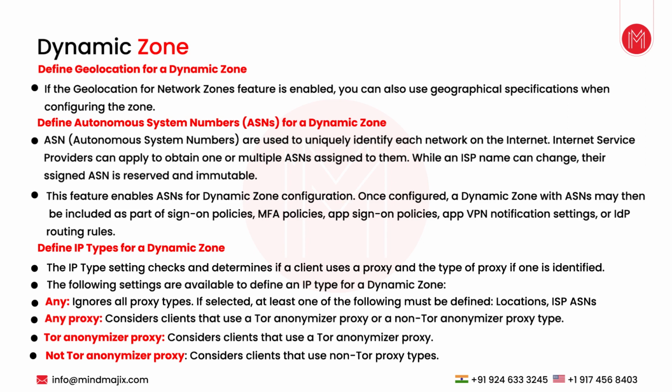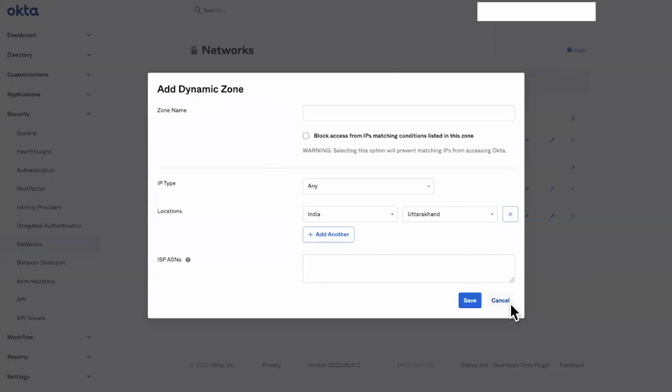If selected, at least one of the following must be defined: that is your location, ISP, or ASNs. Any proxy considers clients that use a Tor anonymizer proxy or a non-Tor anonymizer proxy type. Tor anonymizer proxy will only consider those clients which use it, and non-Tor will only consider those clients which don't use that. So that's pretty much it about network zones.